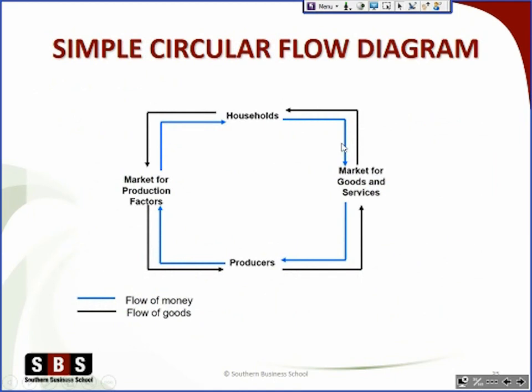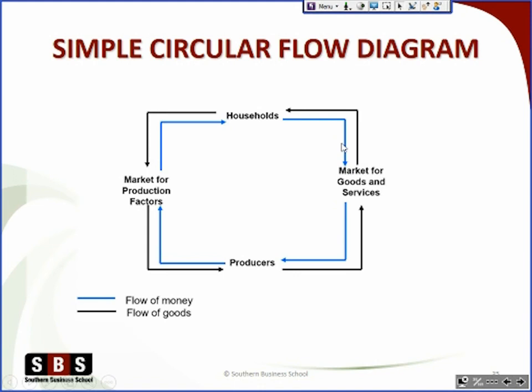Then this is just a little bit more complicated flow diagram. Once again, the blue is the flow of money, and the black is the flow of goods. Now that's from households. Households spend on the market for goods, and they buy things in the market. So that's why the flow of money goes from the household to the market. From the market, it flows back to the producers because they buy from the producers.